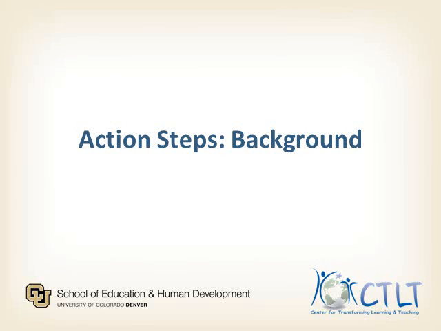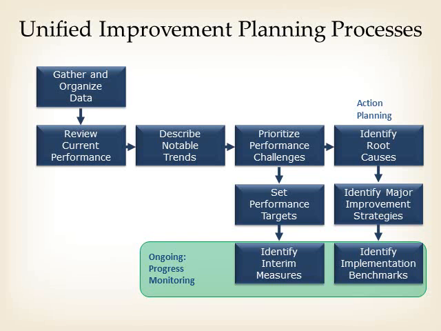This overview of the steps and tools to support root cause analysis should take about 15 minutes to complete. Action planning is the final major component of Colorado's Unified Improvement Planning approach. This includes identifying major improvement strategies. For each major improvement strategy, planning teams must identify specific action steps. This presentation will provide background on how to identify action steps associated with a major improvement strategy.